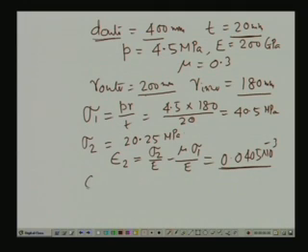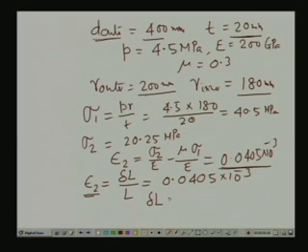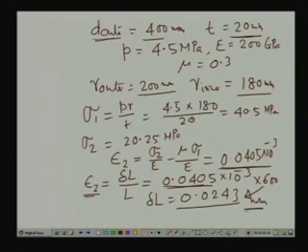Now, the strain in the longitudinal direction in terms of the deformation: delta L, the deformation in the length, divided by the original length is the strain epsilon, and this is equal to 0.0405 into 10 to the power minus 3. So, the change in the length delta L is equal to the original length times this, which is 600 multiplied by this, and this comes as 0.0243, so multiplied with 600 gives a value of 0.243 millimeter. So, this is the change in the length in the longitudinal direction for the cylindrical part.